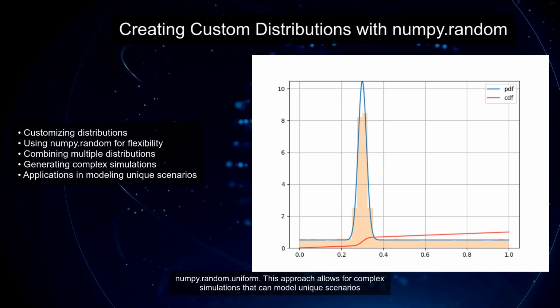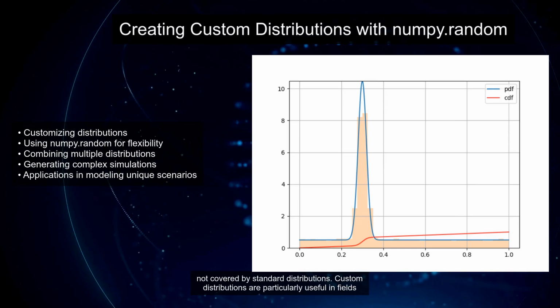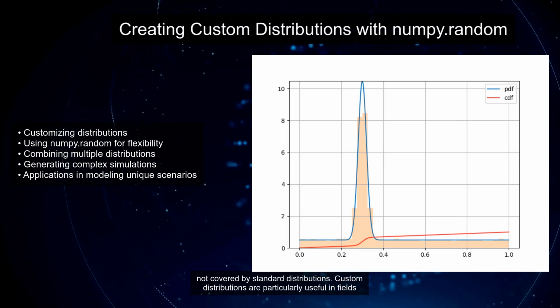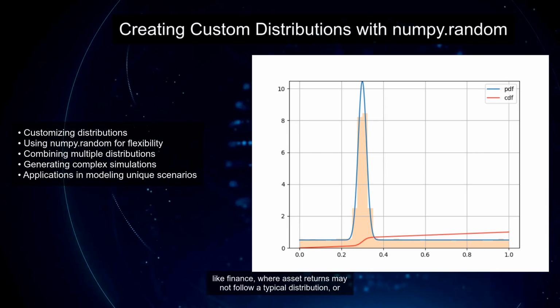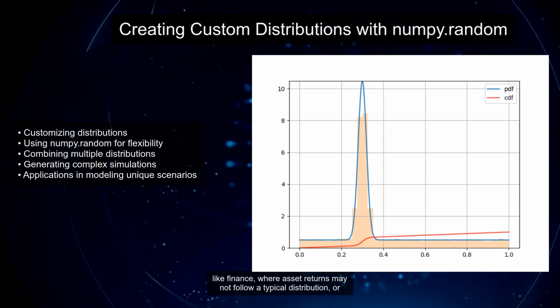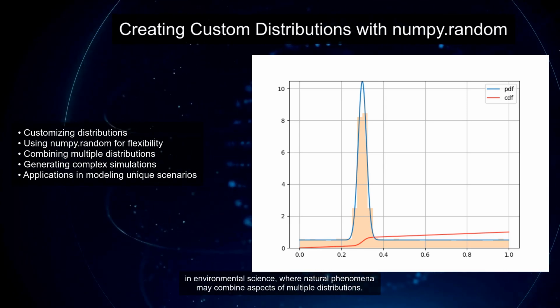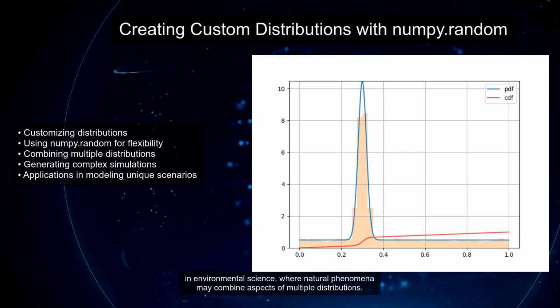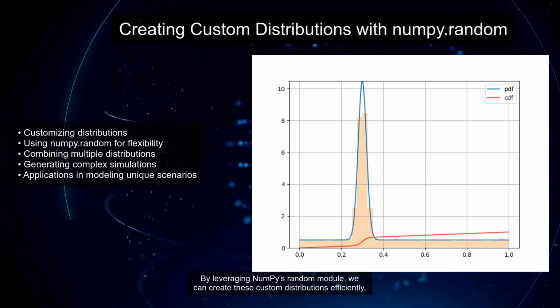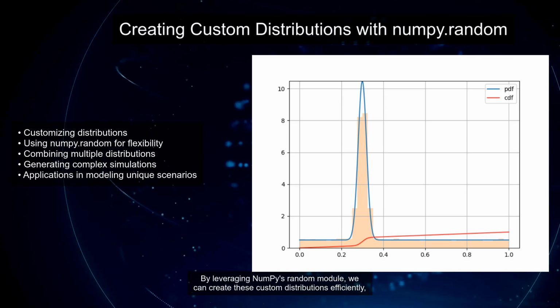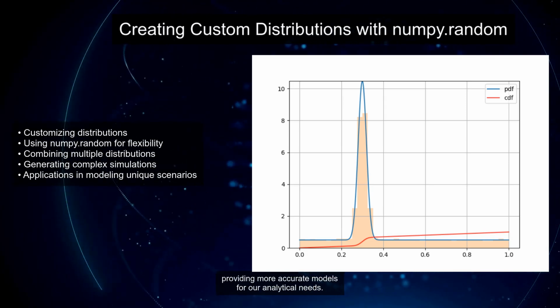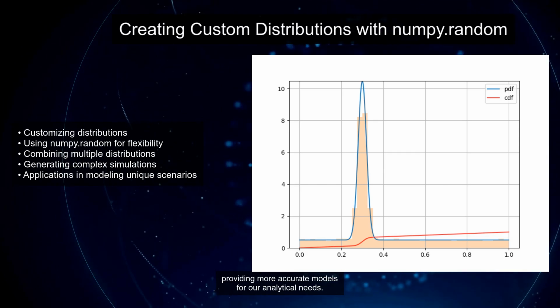This approach allows for complex simulations that can model unique scenarios not covered by standard distributions. Custom distributions are particularly useful in fields like finance, where asset returns may not follow a typical distribution, or in environmental science, where natural phenomena may combine aspects of multiple distributions. By leveraging numpy's random module, we can create these custom distributions efficiently, providing more accurate models for our analytical needs.